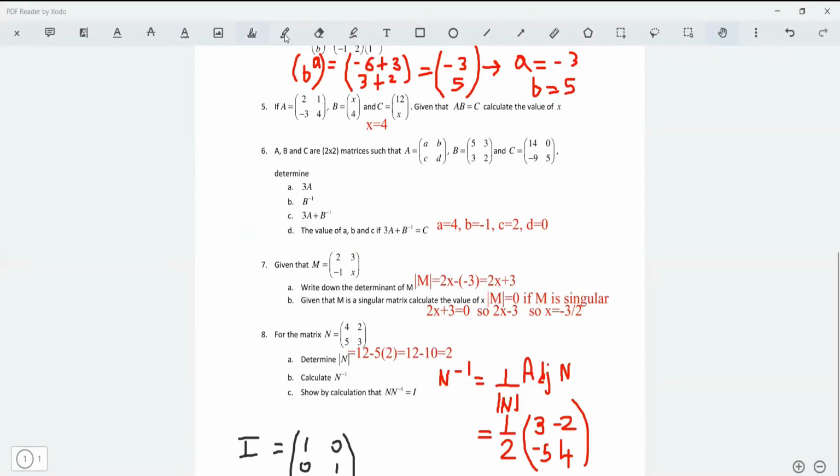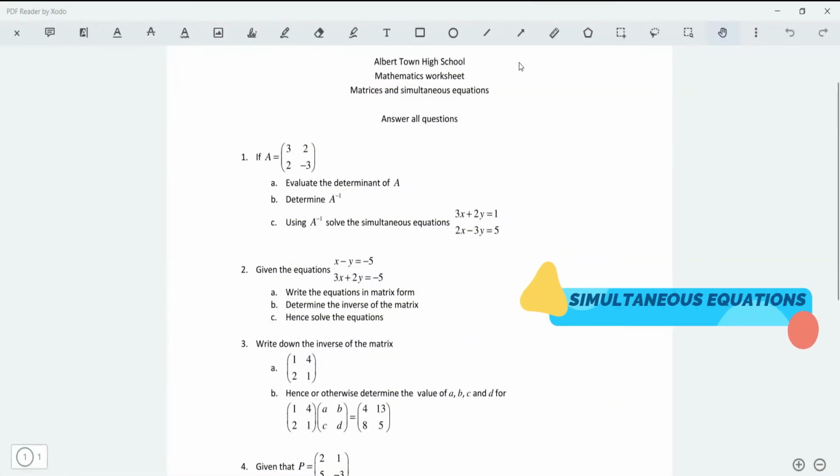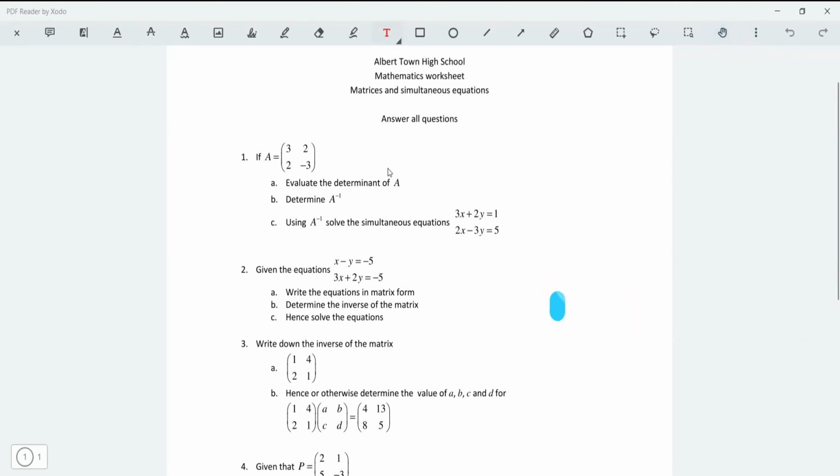So that's it. We showed that N times N inverse was equal to I. All right? Nice. So the first one right here says, evaluate the determinant of A. That's quite easy. We know that the determinant of A is the product of the leading, 3 times -3, minus the product of the non-leading, 2 times 2, right? So that's just -13.